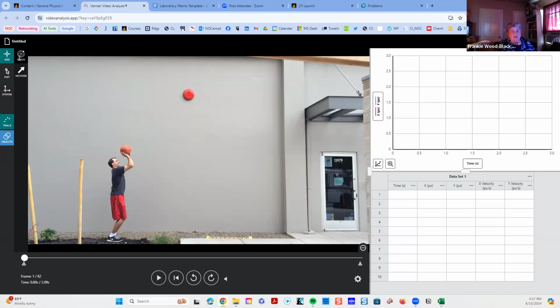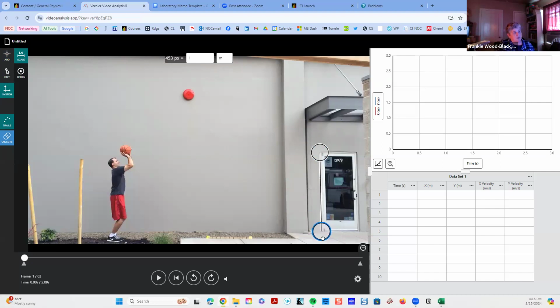We can have it automatically track, but we also can set our coordinate system. One of the first things I want to do is set a known scale. So I'm going to use my measuring device here. I will click on it, and I'm going to use that as a known quantity.